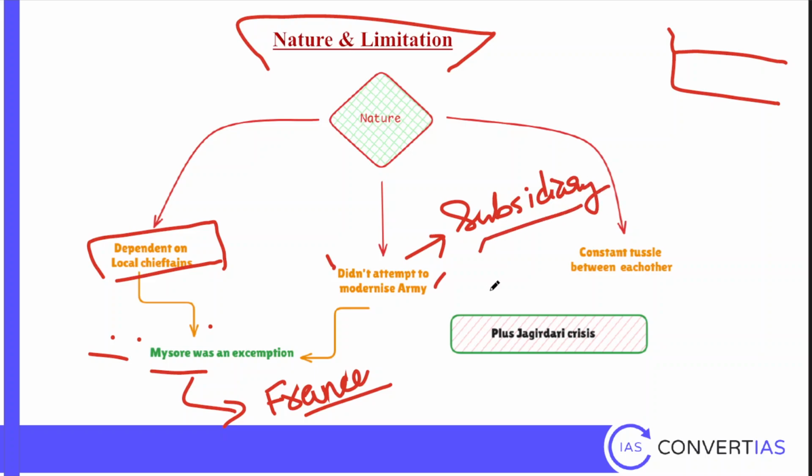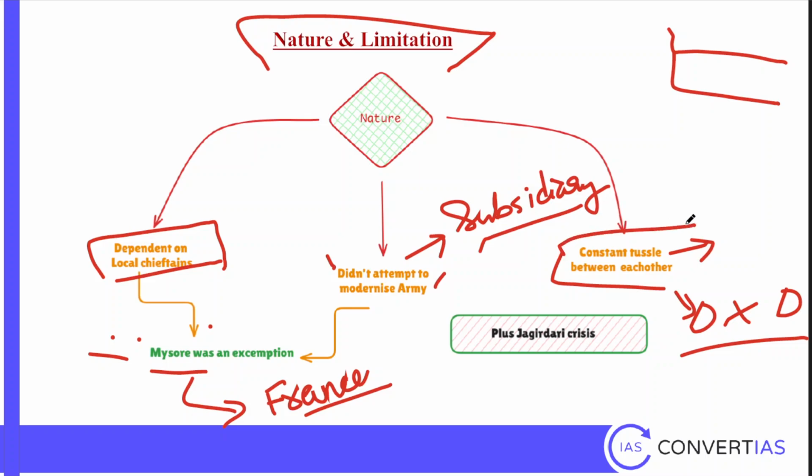But Mysore didn't. Now, second, there is constant tussle between each other. Now, this is something that we always talk about in the context of the British. When the British came, what they saw is princes fighting against princes, and they started aligning with one. So in the last class, we talked about Dupleix. Dupleix was forming alliances with one Nawab against the other. He was using one princely state as a buffer against the British. All this is happening because these people were fighting against each other. So this was the nature of the successor and independent states.